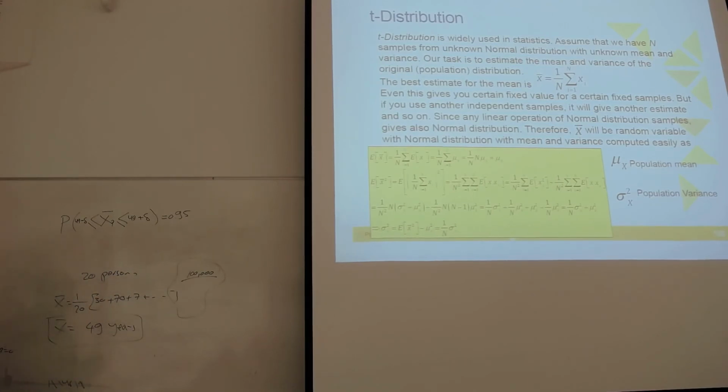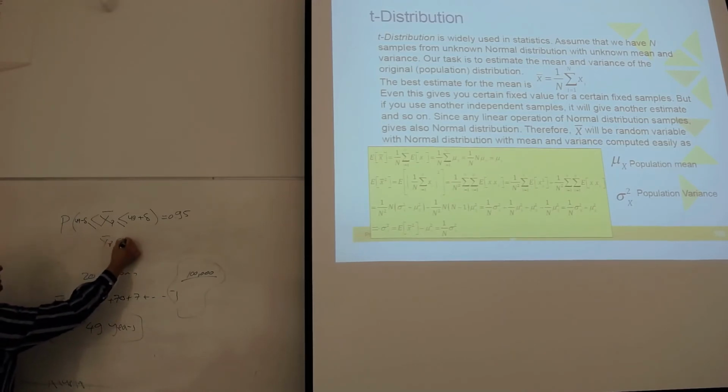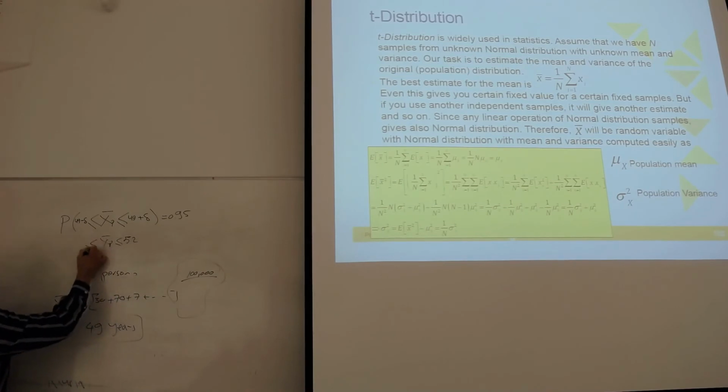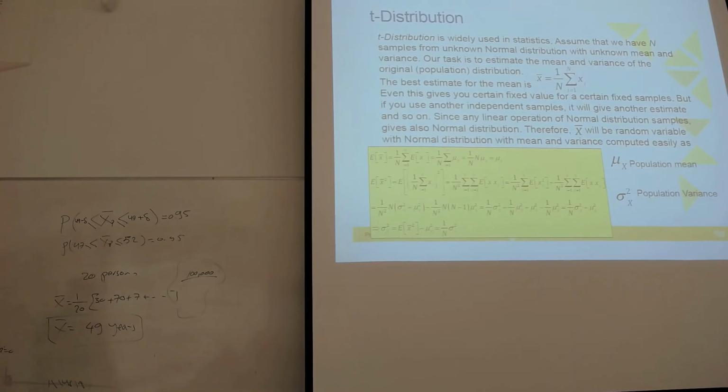Now you have some confidence. For example, if x bar was less than or equal to 52 years and greater than or equal to, let's say, 47 years, with 95%, I can say that I am 95% confident that the parent average, or the original average, is between 47 years and 52 years at which people will get this diabetes.